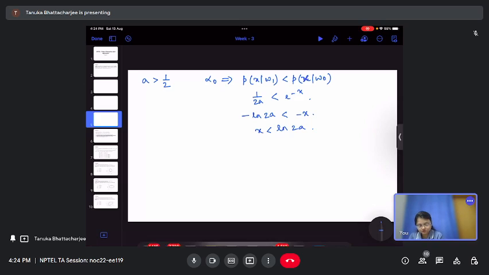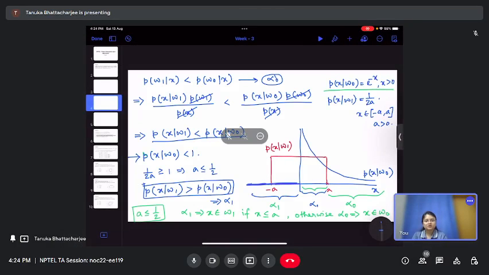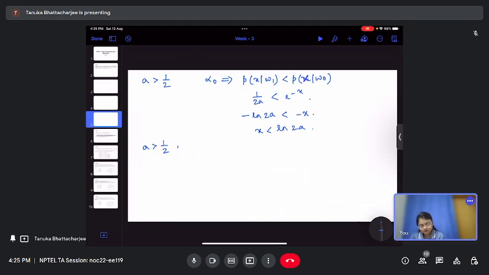So here for a greater than half, your decision rule will be like this. For x less than 0, you have alpha 1, that is x is an element of omega 1.